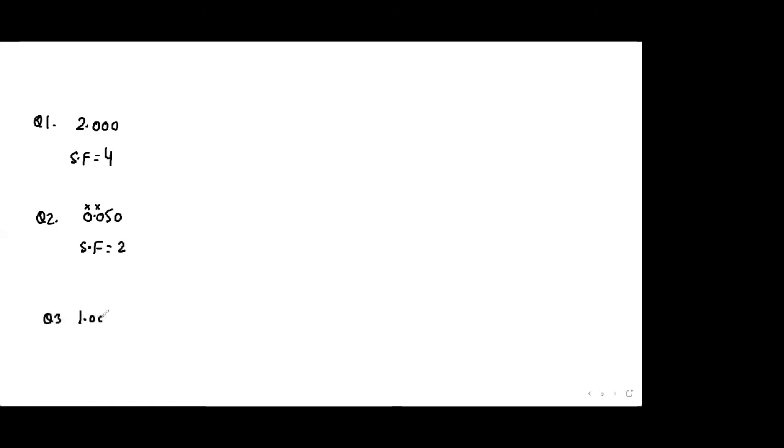Sania, 1.002 into 10 raised to the power minus 3. Significant figures here? 4. This is not significant. 1 and 2 are significant. All zeros between two non-zero digits are significant.